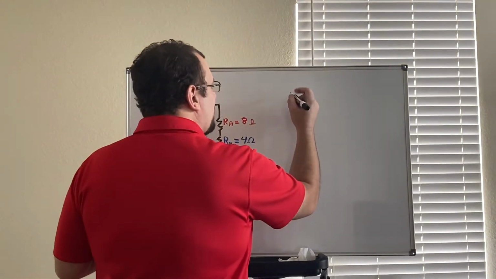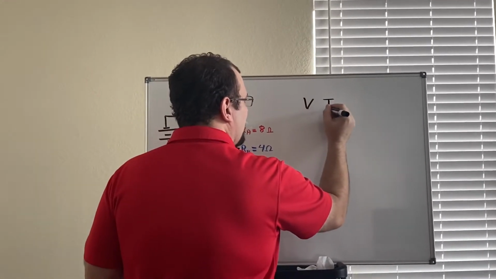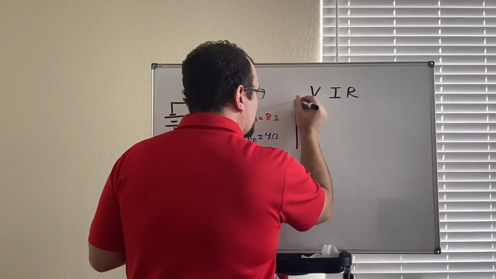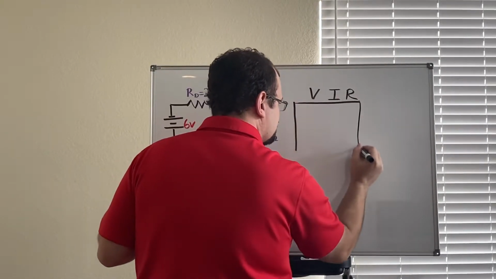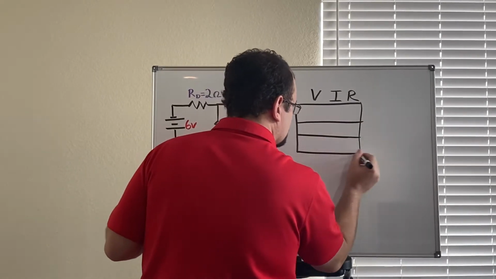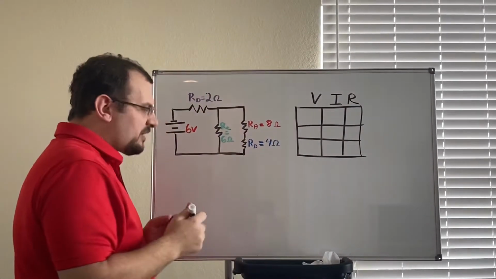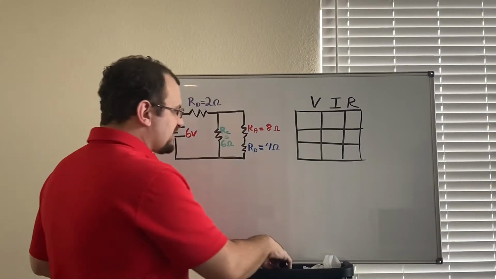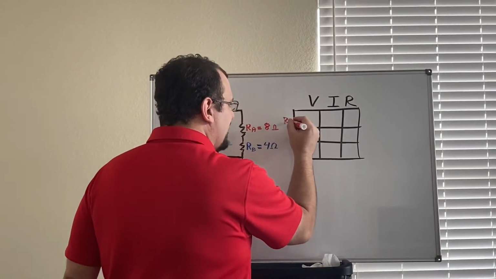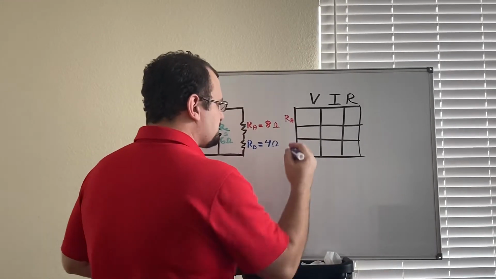So we're going to put Ohm's law over the top, so that's going to be V equals I R. And we're going to draw our chart. We're going to be dealing with resistor A and resistor B first. So this is going to be resistor A. This is going to be resistor B.